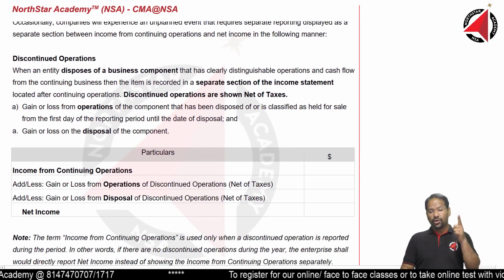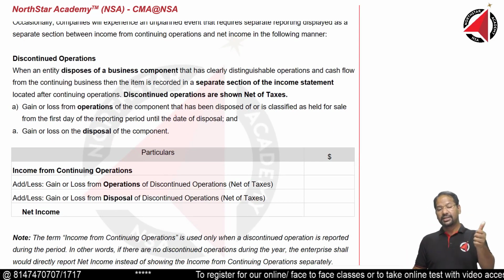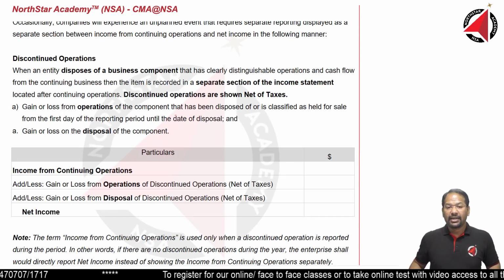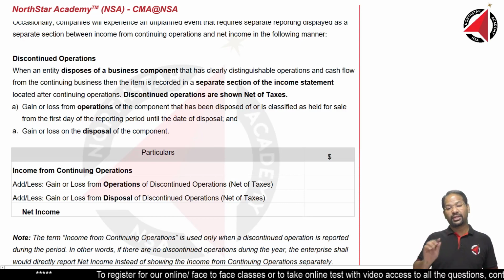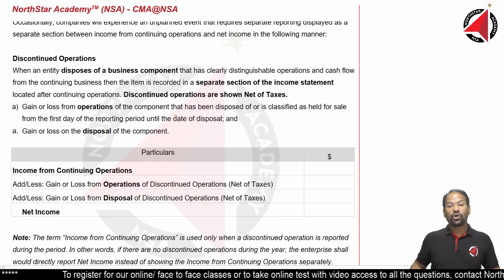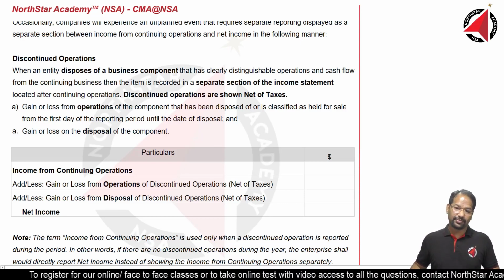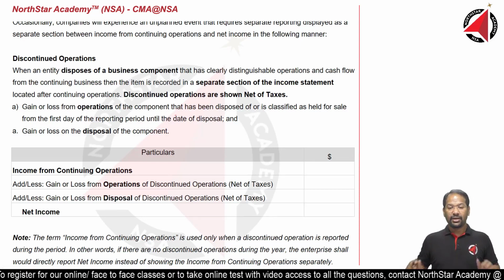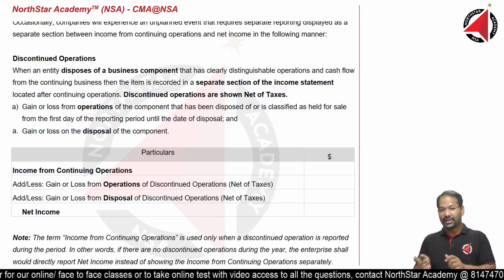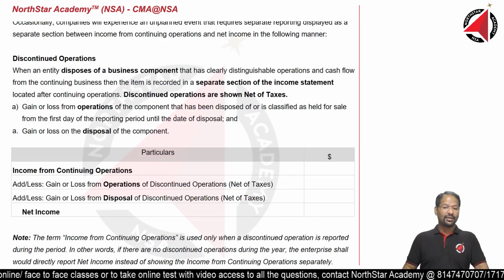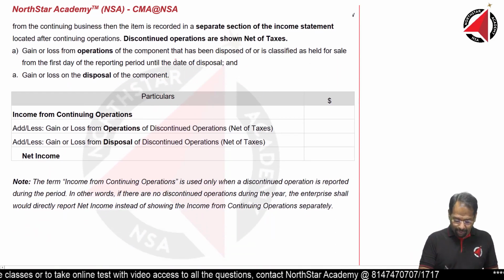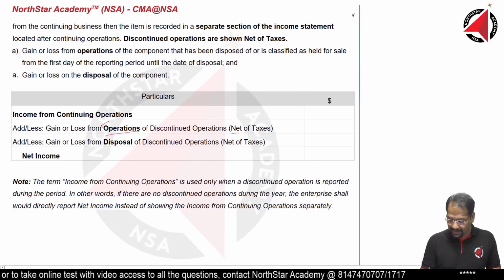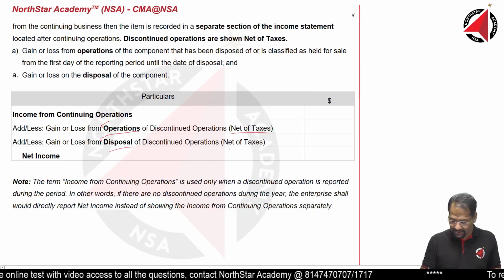In discontinued operation, two things come into the picture. First is the operation of the discontinued operation, and second is the disposal of the discontinued operation or the component of the discontinued operation. Both have to be reported, gross of tax or net of tax. So yes, you are right, both have to be presented net of taxes. Remember, important words: operation net of tax and disposal net of tax.